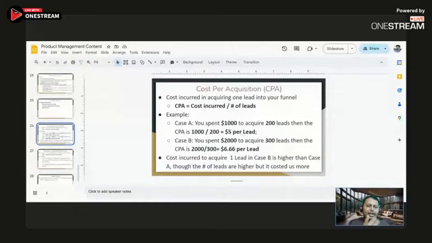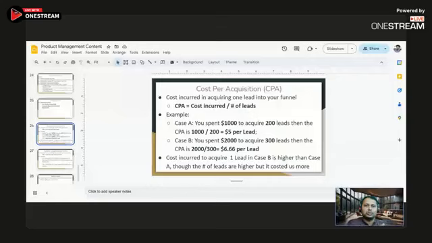So it is comparatively higher than case A. The cost incurred to acquire one lead is higher in case B compared to case A, though the number of leads we got in case B is higher: 200 versus 300. Though the lead number is high, it has come at a higher cost. $1,000 was the month one marketing expense, and in the second month it is $2,000. So you can compare which worked well and what cost we are incurring, and you'll be able to track all of that with this metric.